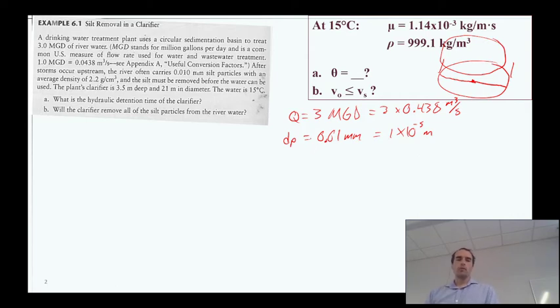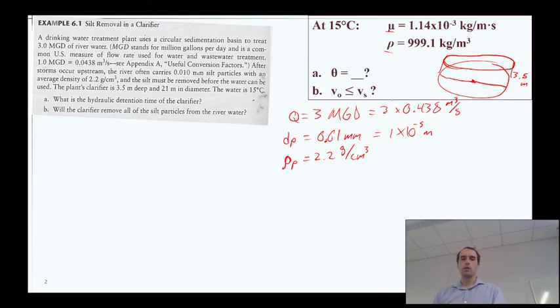Okay, so just writing that out, we're also given some information about the density of these particles. It's 2.2 grams per centimeter cubed. Okay. We're given a temperature, and using the temperature, we can get the dynamic viscosity up here. Get that out of the way. And so the dynamic viscosity and the density of the water, those will come into play when we calculate the sedimentation velocity of our particles. So I've got that written up here already. It is 3.5 meters deep. So the basin itself is 3.5 meters for that dimension. And it also gives us a diameter of 21 meters for the basin.